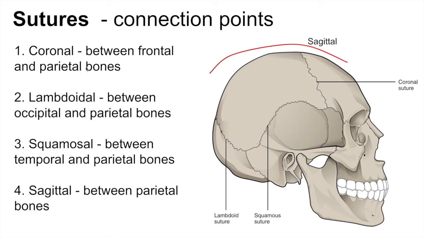So we have the coronal, which is between the frontal and the parietal. So think about crown. Coronal, like you're wearing a crown. The lambdoidal, which is between the occipital and the parietal. So that's back here. The squamosal, which is between the temporal and the parietal. And then the sagittal, which is between the parietal bones. And the sagittal comes up top here.